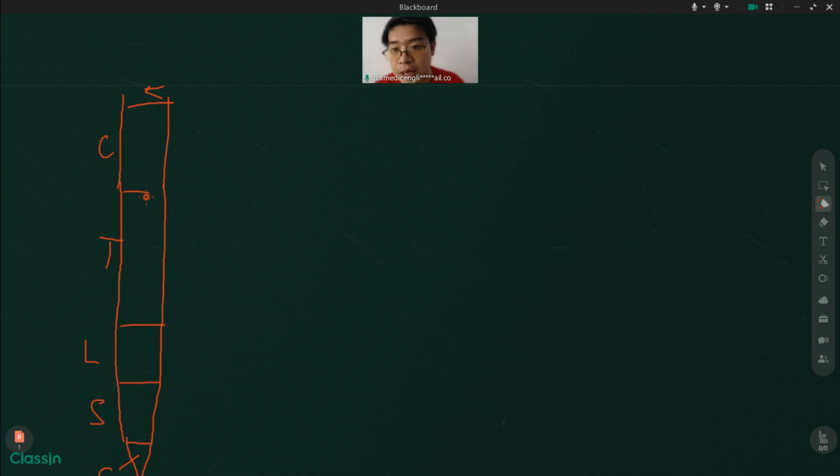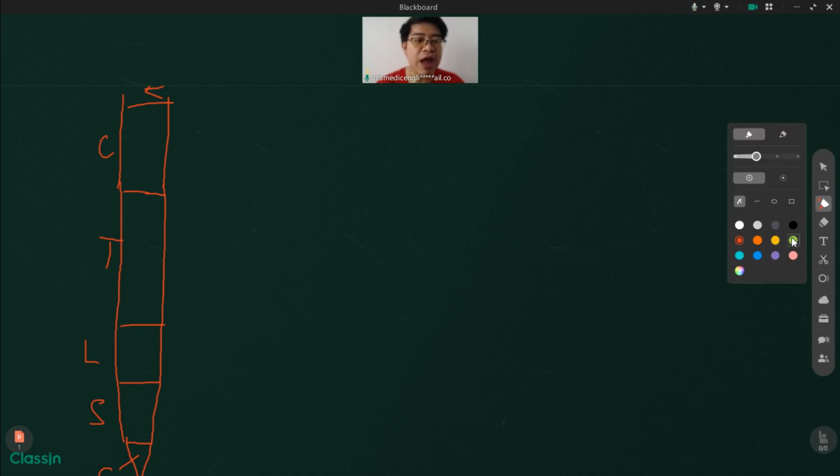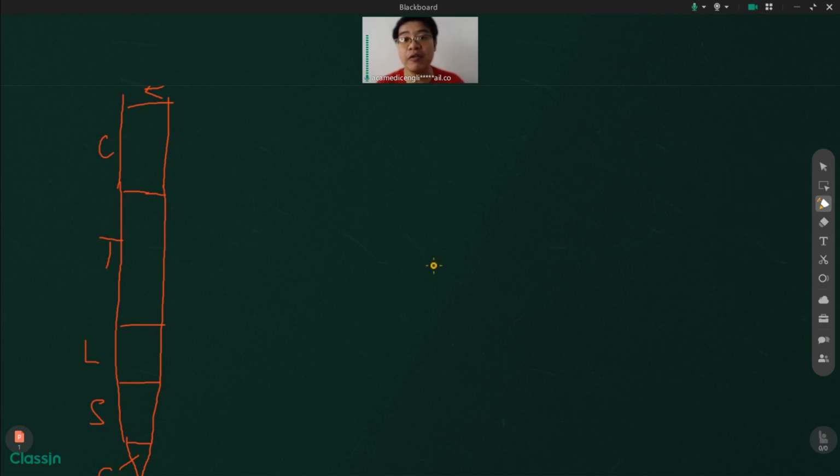Now, T is thoracic, right? L is lumbar. So where is the outflow of the sympathetic nervous system going to be? Thoracolumbar. T1 through L2. Very good. So the outflow is going to be from here all the way to around here, right? T1 to L2. Okay. So what happens at T1 to L2?